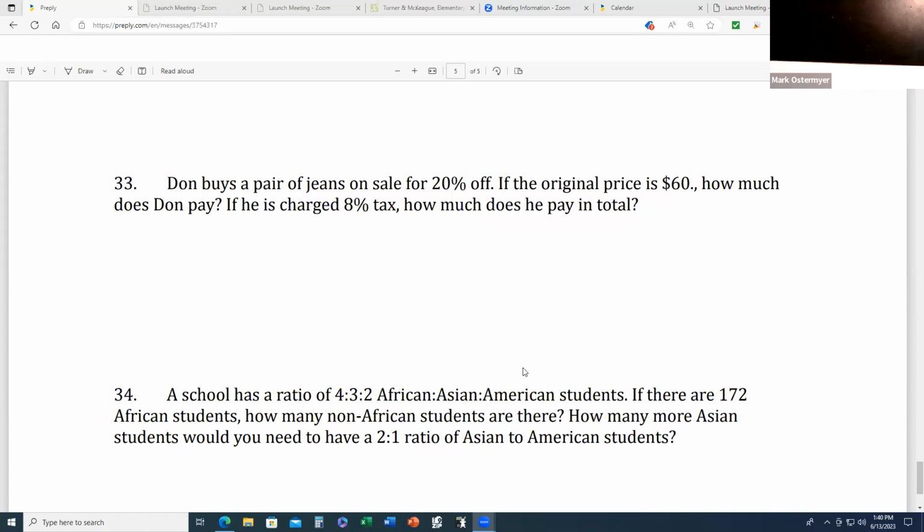Okay, so Don buys a pair of jeans on sale for 20% off. If the original price is $60, how much does Don pay if he is charged 8% tax? Let's solve this problem. Now, there's 20% off, correct? Yes. So the price that Don pays is only going to be 80% of the original price, correct?